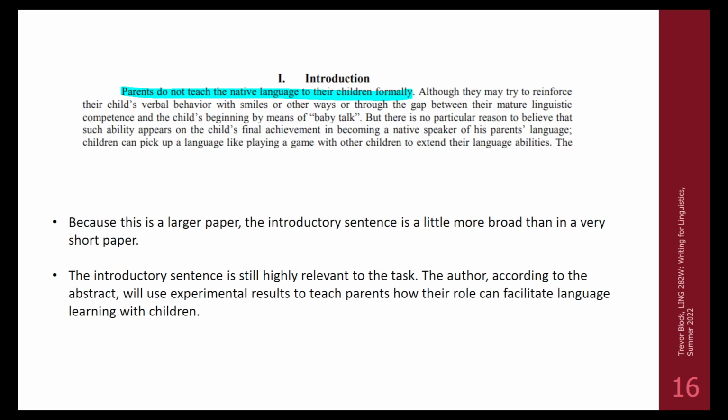So here's the introduction that they gave in the paper. I've taken some of it out. So this is a larger paper. So when you hear a sentence like parents do not teach the native language to their children formally, it does read kind of general, but it does touch on what they're trying to talk about in the paper. So it's not the absolute best intro they probably could have written here, but it's decent. It's still relevant to the task. It's what the experiment touches on.